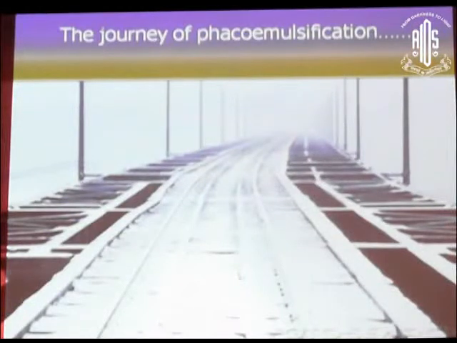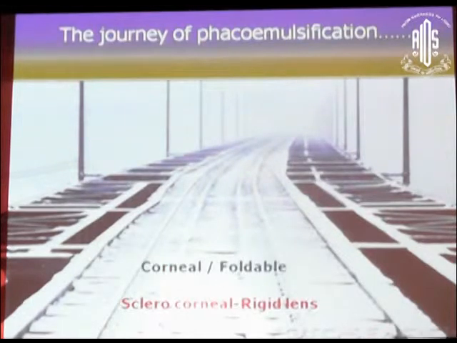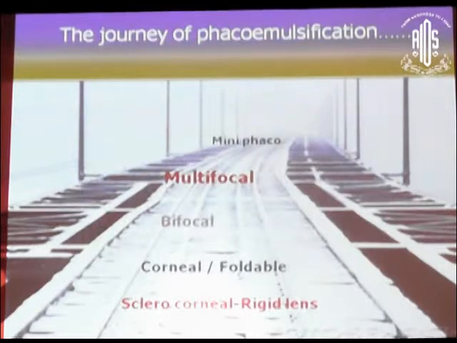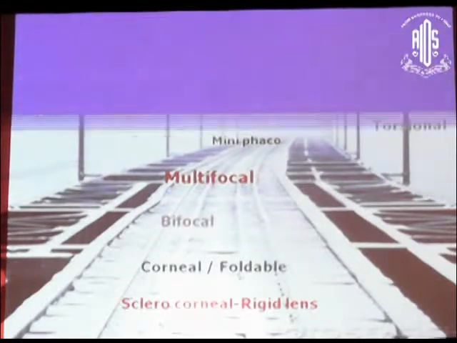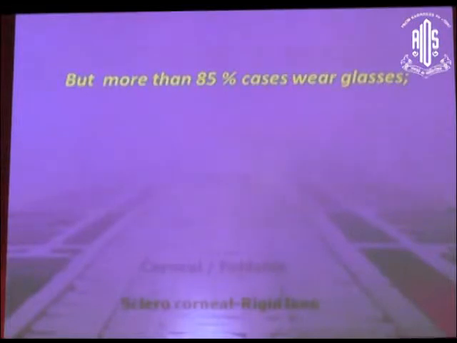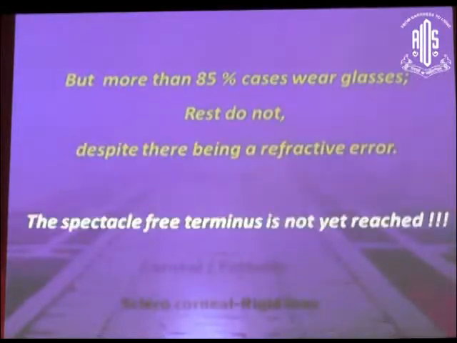If you look at the journey of phacoemulsification, it started with a sclerocorneal incision and rigid lens, where you need to construct a self-sealing wound that you are going to learn from subsequent speakers. This was followed by corneal incision, foldable lens, bifocal, multifocal, unifocal, toric, bimanual, accommodative IOL, and so on. But the fact remains that more than 85% of the patients after phacoemulsification, even today, wear spectacles. In other words, the spectacle-free terminus after phacoemulsification has not yet been reached.